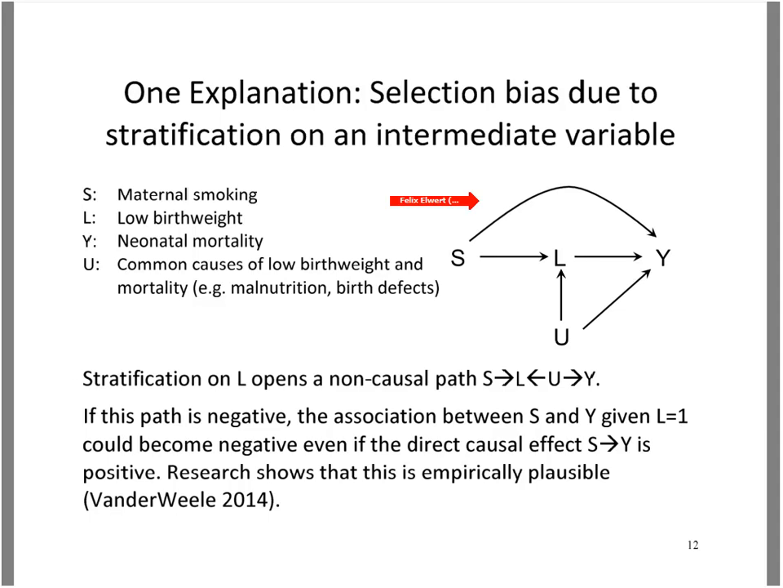In other words, conditioning on L could suggest a negative association between smoking and neonatal mortality among low birth weight babies, even if the true direct causal effect of smoking on neonatal mortality is positive.